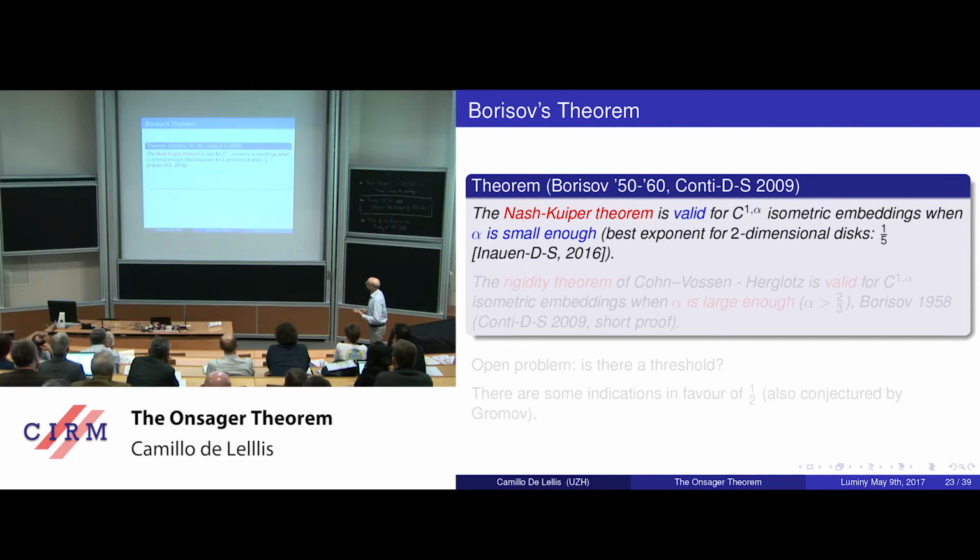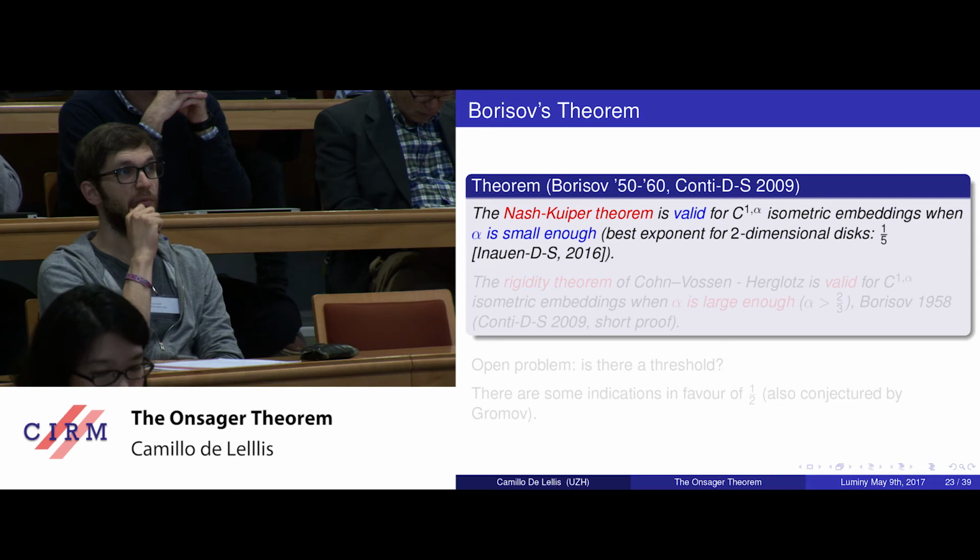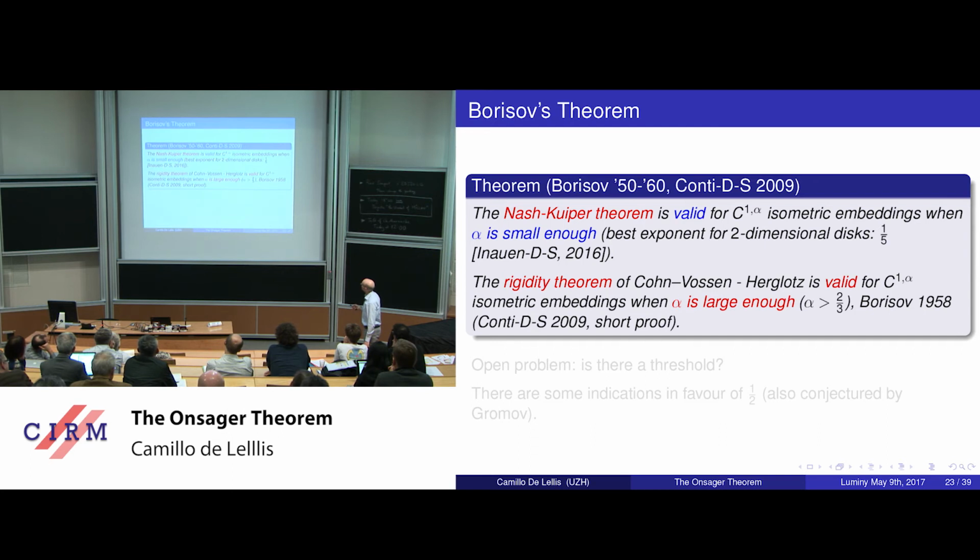And we were not the first to think about that. Borisov, a Russian mathematician, came up with this problem back in the 50s. What he proved is that the Nash-Kuiper theorem is valid for C1,alpha isometric embeddings when alpha is small enough. And the best exponent for two-dimensional disks is 1/5. This is a recent paper by László, myself, and a student, Dominik Inauen. On the other hand, the rigidity theorem of Weyl is valid for C1,alpha isometric embeddings when alpha is large enough. And the threshold currently known is 2/3.